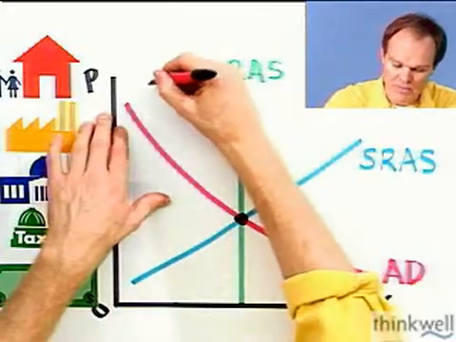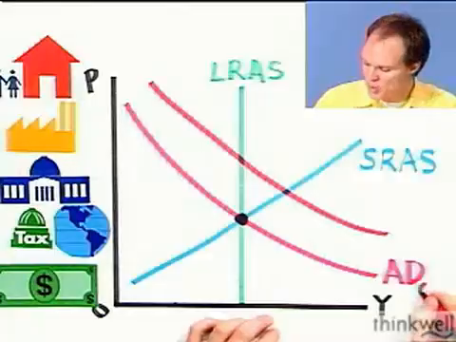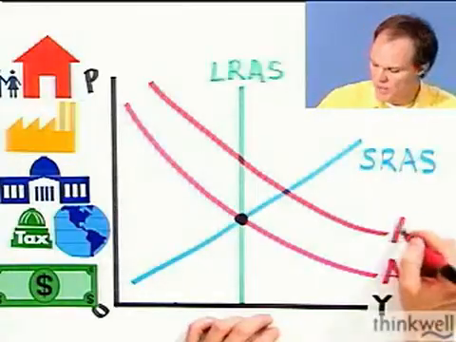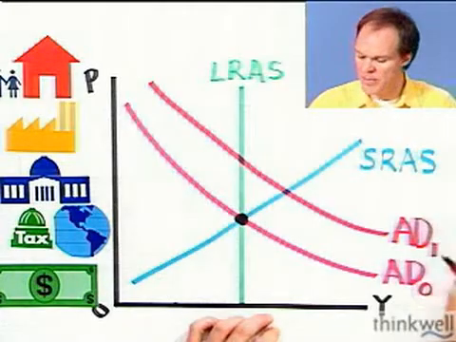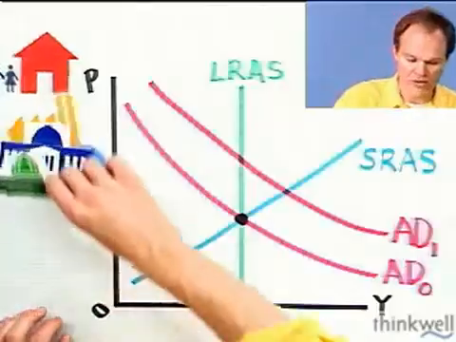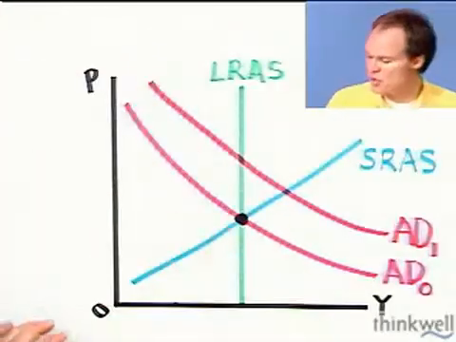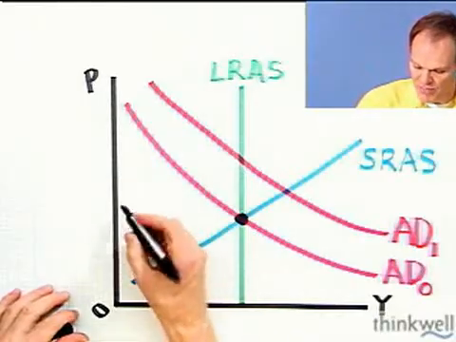This would be shown then as an increase in the aggregate demand curve. So we'll label our original AD0 and our new curve AD1. With this change in aggregate demand now, we're going to get three sets of consequences. The first set of consequences is going to be the short-run consequence. We start with a price level in equilibrium of P0.